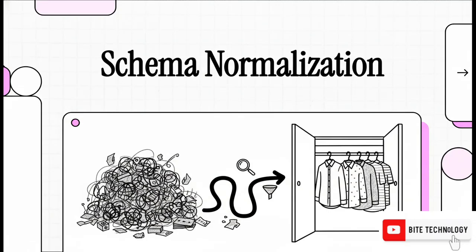You ever try to find that one specific shirt in a closet that's just exploded? It's a total nightmare, right? Well, your digital world, your data, it can get just as cluttered. So today, we're going to talk about the art of digital decluttering. It's called Schema Normalization, and it's basically how we bring some much-needed order to all that information chaos.